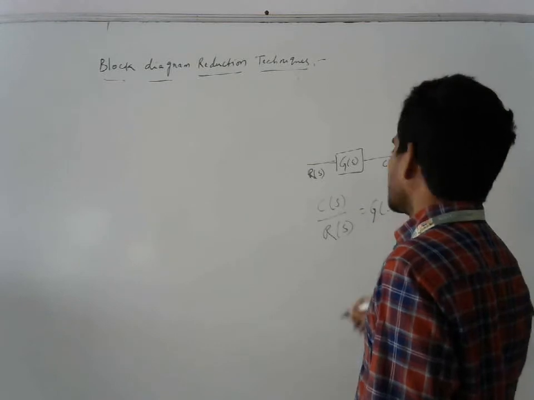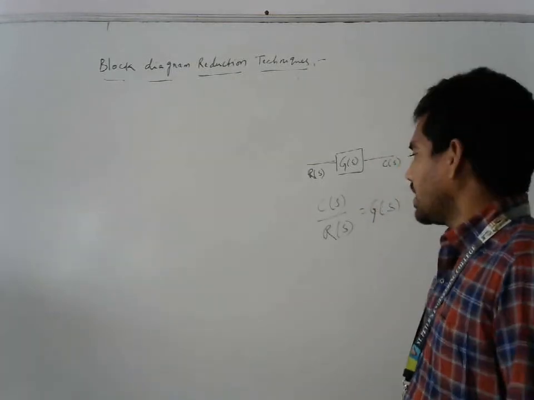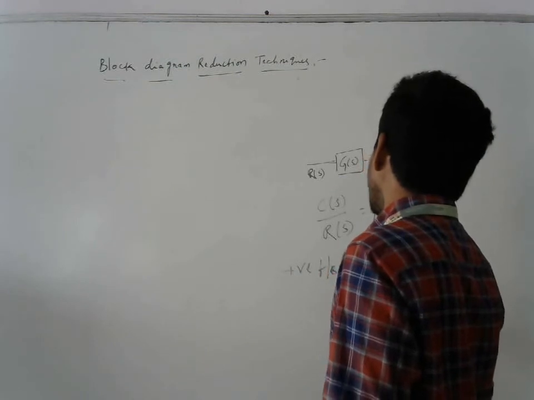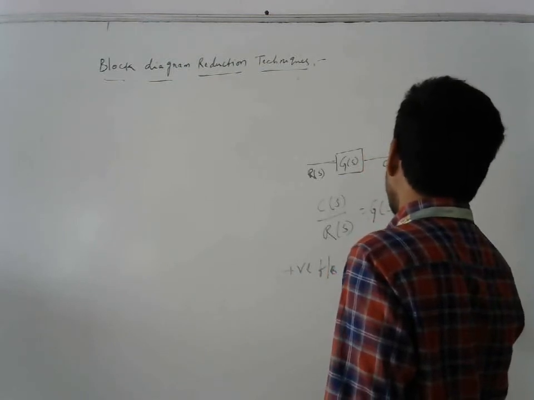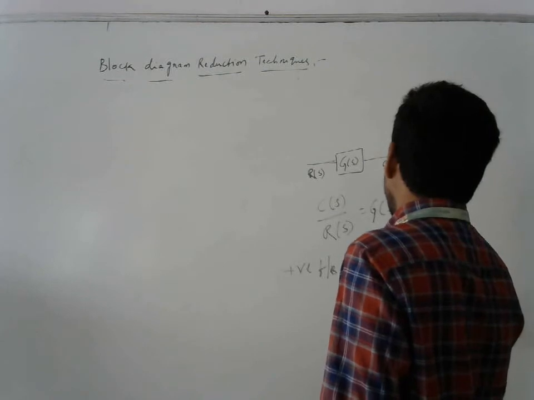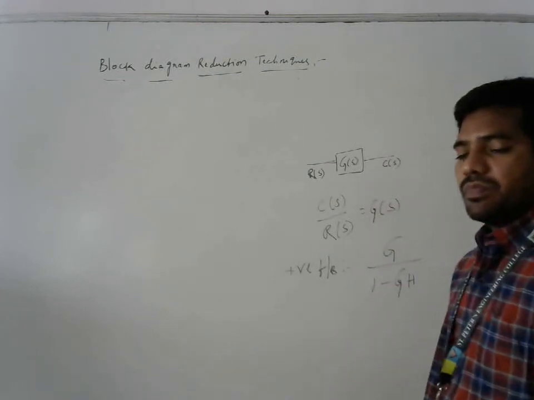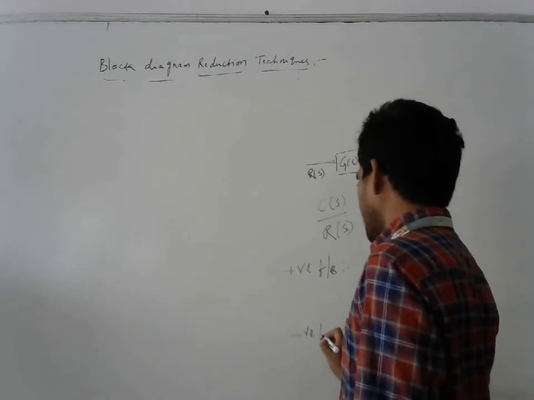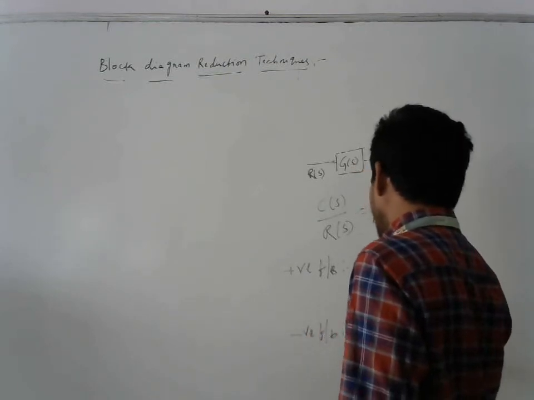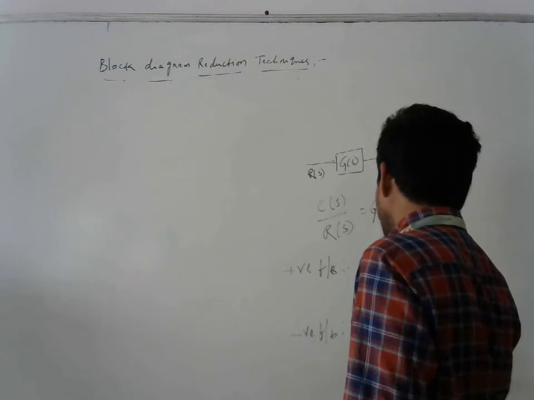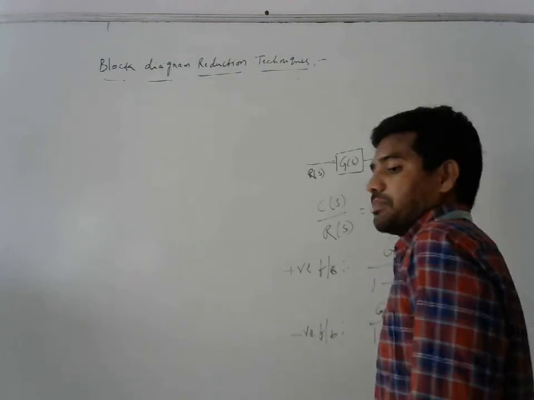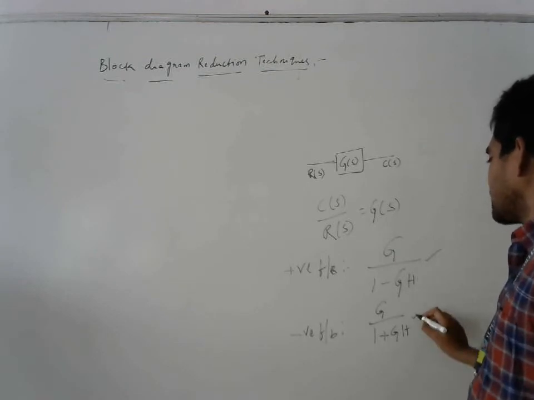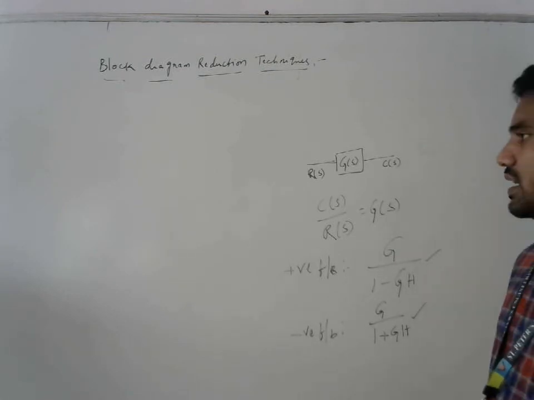In the last lecture, we had a positive feedback circuit. For positive feedback, the transfer function is G divided by 1 minus GH. There also we reduce it to a single block. For a negative feedback system, the transfer function is G divided by 1 plus GH. This is for positive feedback and this is for negative feedback.